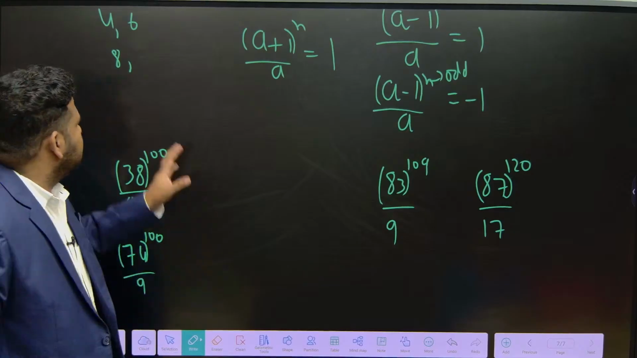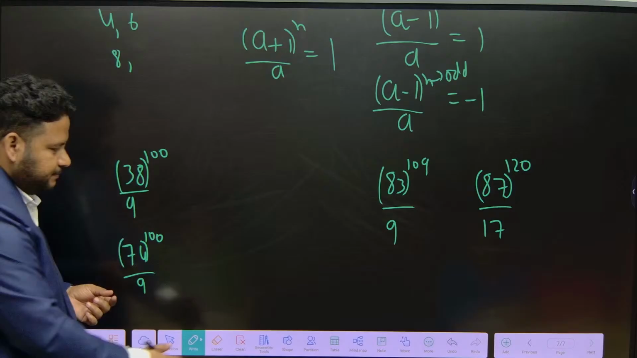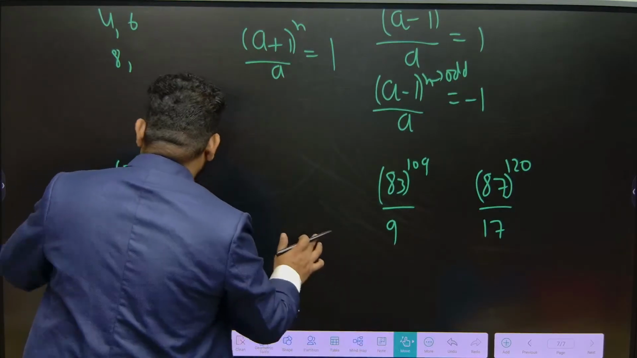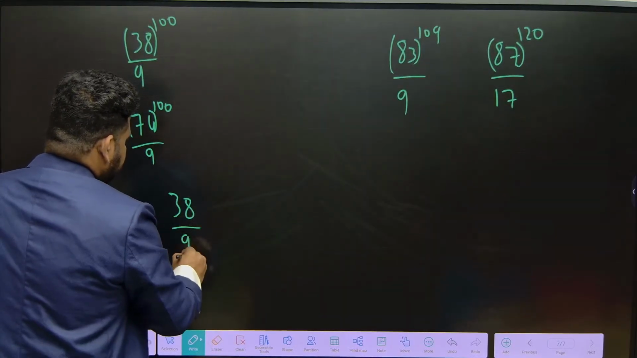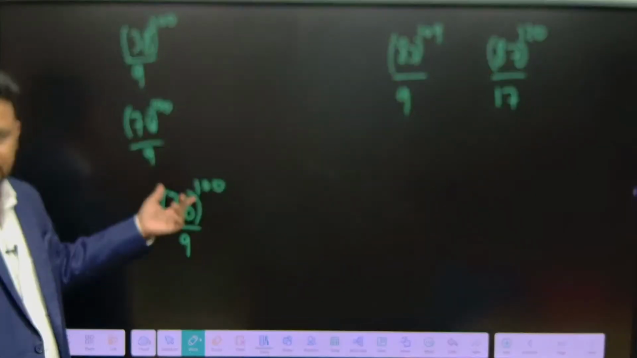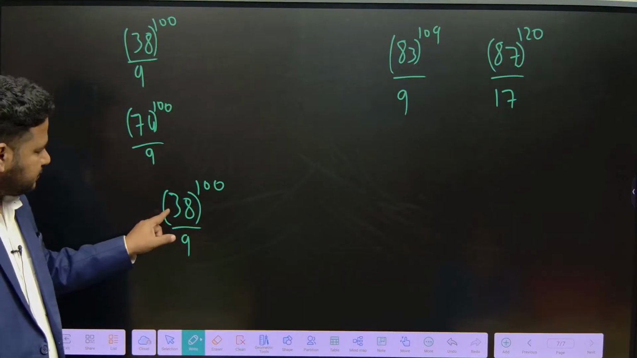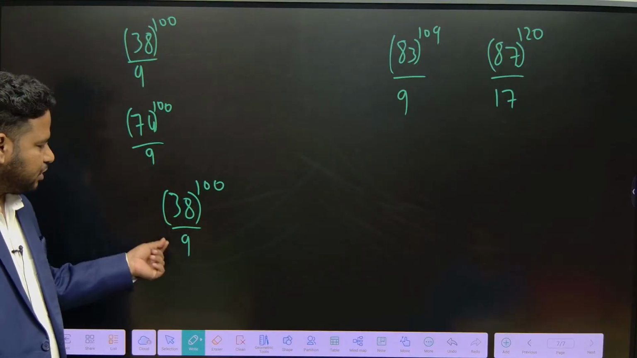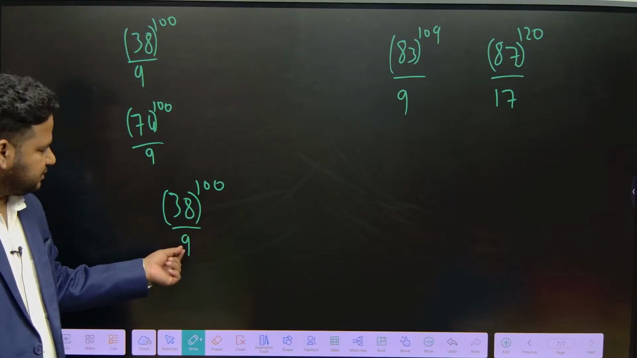Now look at the first question that we have: 38 to the power of 100 divided by 9. Observe here, divided by 9 is there, and 38 is there. I told you it should be written in the form of the denominator, that is 9 plus or minus 1. So directly we cannot write it.